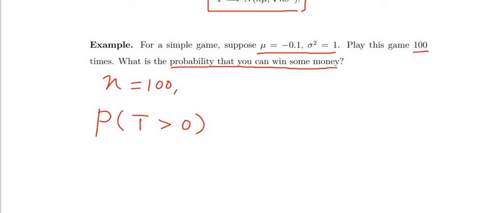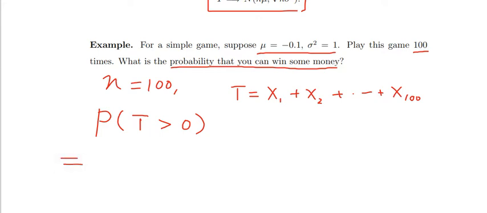So here T is the outcome from the first game, plus the outcome from the second game, and so on, up to the 100th game. Whether we win or lose money, we're talking about the total result. We don't care what the value for x1 or x2 is, right? We just check the total result, T larger than 0. So what is such probability?